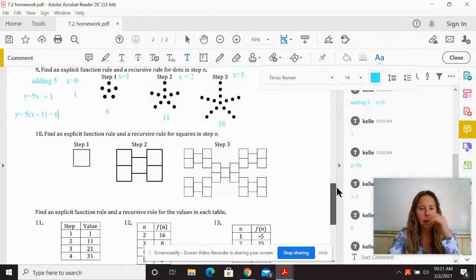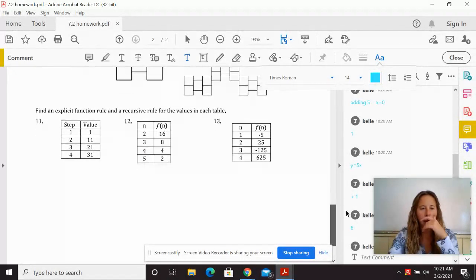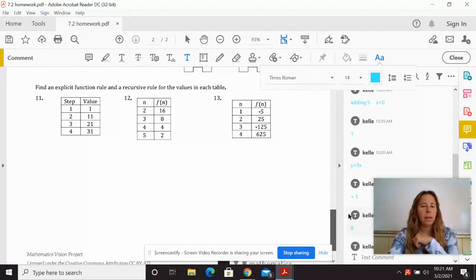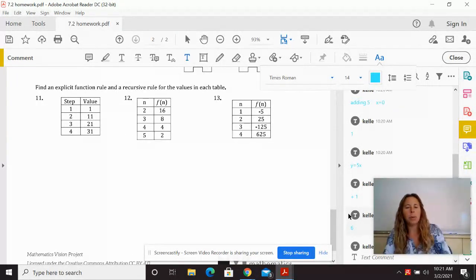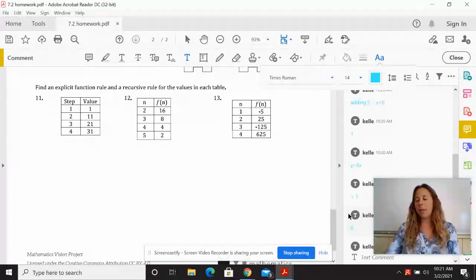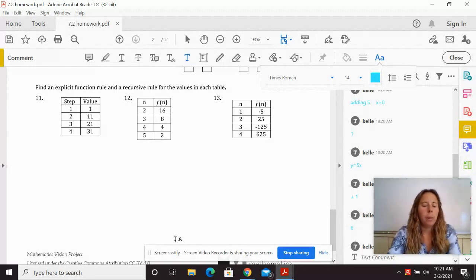Number 10, we did in class, so I'm not going to do it again. All right, number 11. Find an explicit function rule and a recursive rule for the values in each table. So now you have tables. So you have to figure out, once again, what the pattern is. What's going on from step 1 to 2, 2 to 3, 3 to 4? What are we doing? And remember, you have to do the same thing each time.